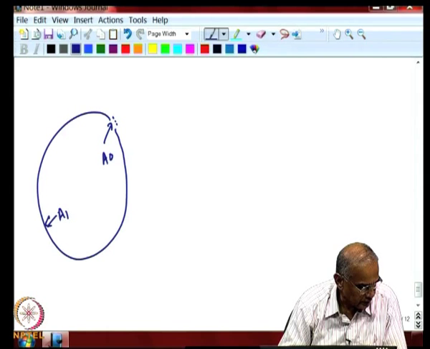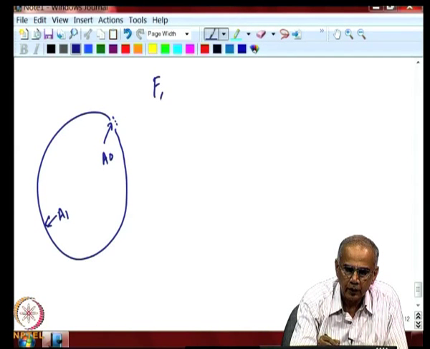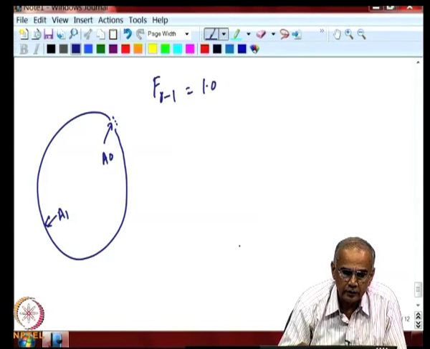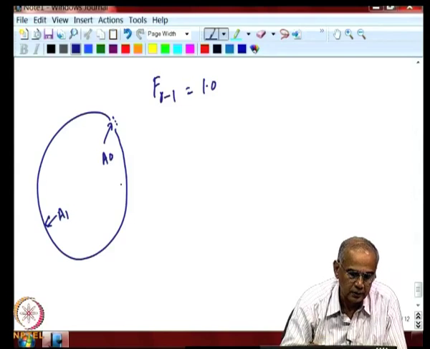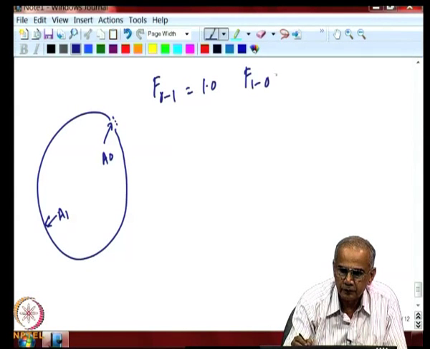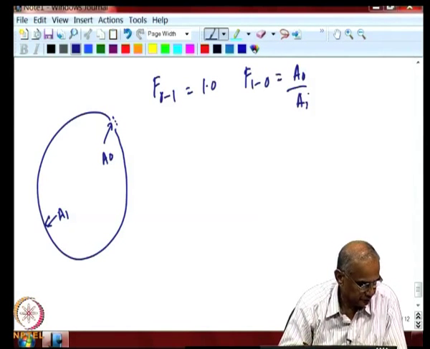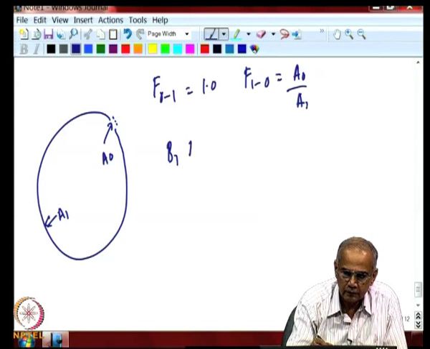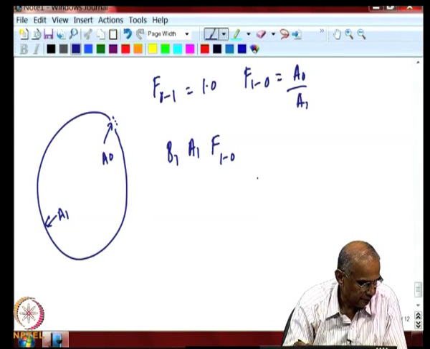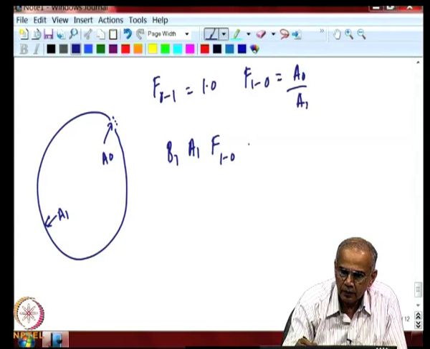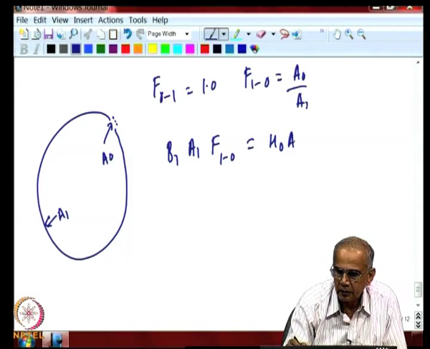So, the shape factor F0 to 1 is 1, because surface 0 is flat and it is only seeing this other surface. So, the shape factor is 1. So, F1 to 0 is nothing but A0 by A1 by reciprocity, and the radiation leaving surface 1 and going through the gap is the radiation leaving incident on the surface.